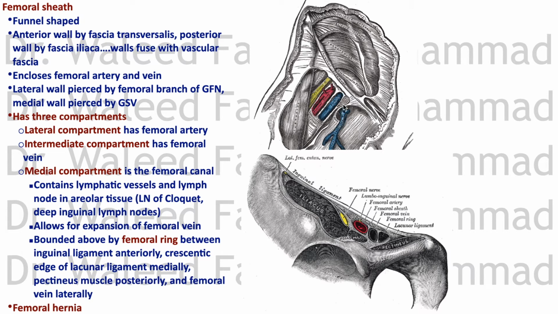So remember the compartments. The medial compartment has the deep inguinal lymph nodes in it and connective tissue. It allows for the expansion of the femoral vein, which is in the intermediate compartment, and the femoral artery in the lateral compartment of the femoral sheath.